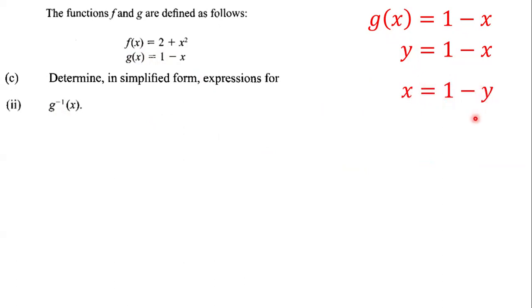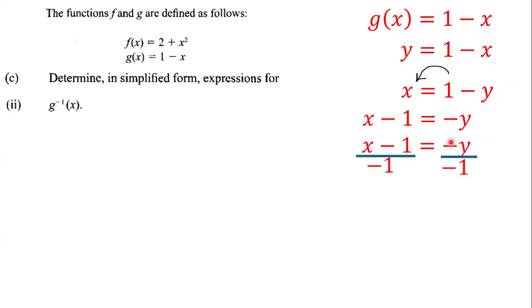The next thing that we do is we take 1 and we send it over the equal sign. And so that means that we have x minus 1 is equal to negative y. The next thing we do is we seek to get rid of this negative. So we divide both sides of this equation by negative 1. And so this negative will cancel with this negative 1. And so we are left with y is equal to x minus 1 divided by negative 1. And x minus 1 divided by negative 1 is simply negative 1 multiplied by x minus 1.